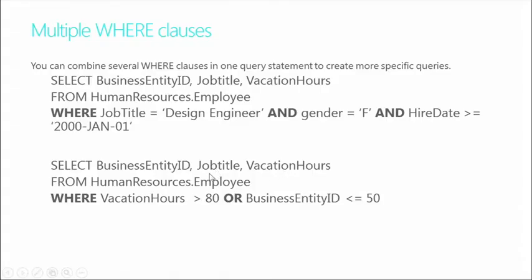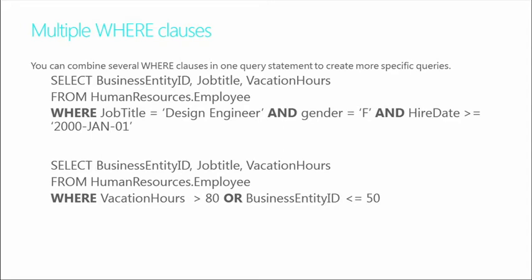So the next one, instead of using an and clause, we're using an or clause here. Select business entity ID, job title, vacation hours from the same table, where vacation hours is greater than 80, or so it could be anybody has more than 80 hours available to them, or their business entity ID is less than 50. So pretty much I'm going to get everybody 1 through 50. And then anybody else that has more vacation hours than 80 hours are also going to be displayed.